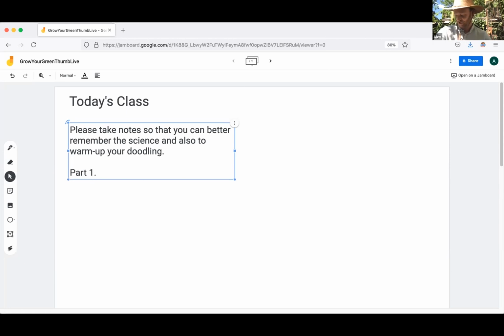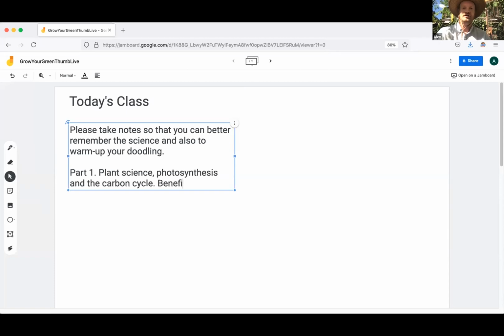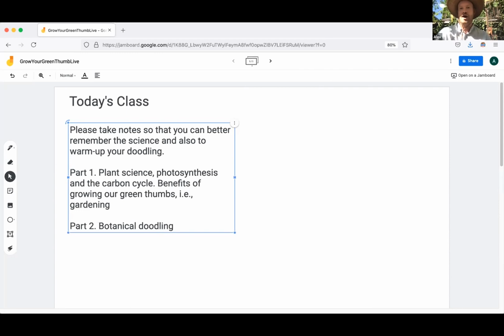So in part one, I'm going to talk about plant science, specifically photosynthesis and the carbon cycle. And then I will also touch on the benefits of growing our green thumbs, i.e. gardening. And then in part two, we are going to do botanical doodling. I hope everyone brought their favorite plant or some cut flowers for today's workshop so that we can practice botanical doodling from life to improve our observation abilities.